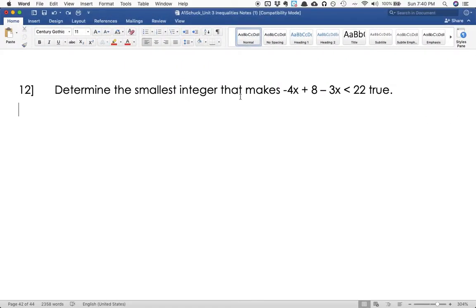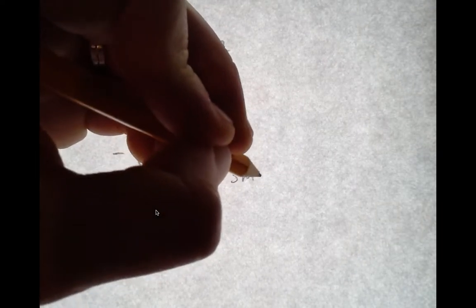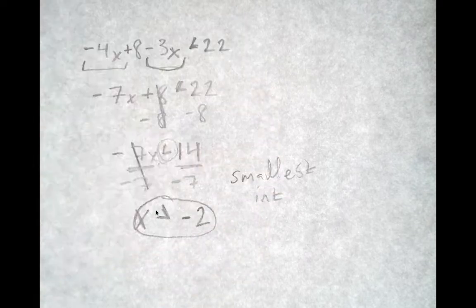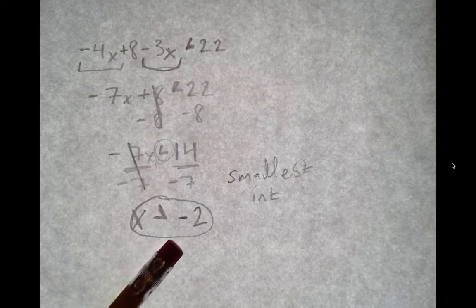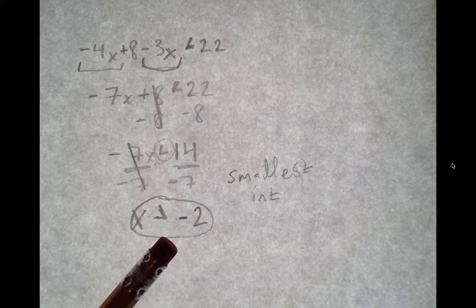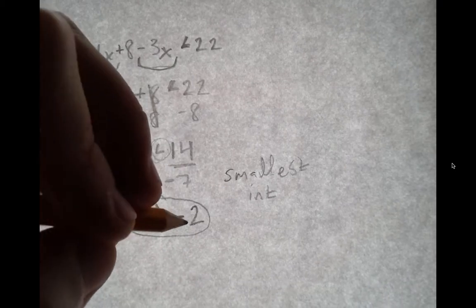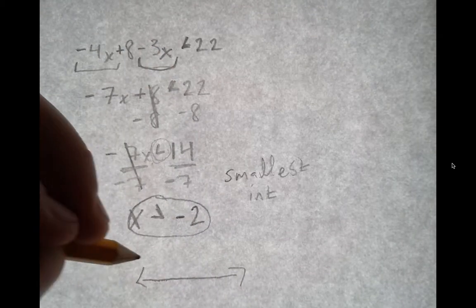Determine the smallest integer that makes this inequality true. Well, we just simplified that inequality, and I want to find the smallest integer that I'm allowed to be here. Well, x can be greater than negative 2. So it could be 5 or 18 or 23, and all of those are integers, but I want the smallest integer. And it might help if we just draw a little number line here to kind of display it. It's not that big of a deal.